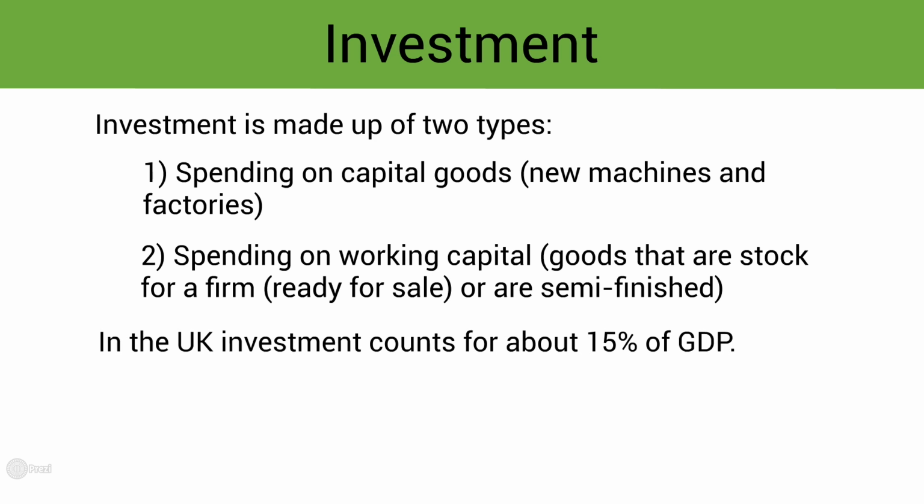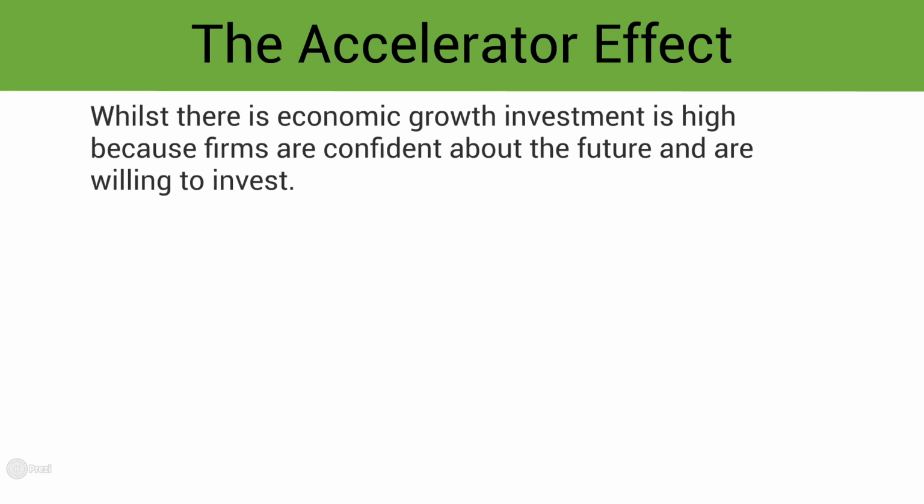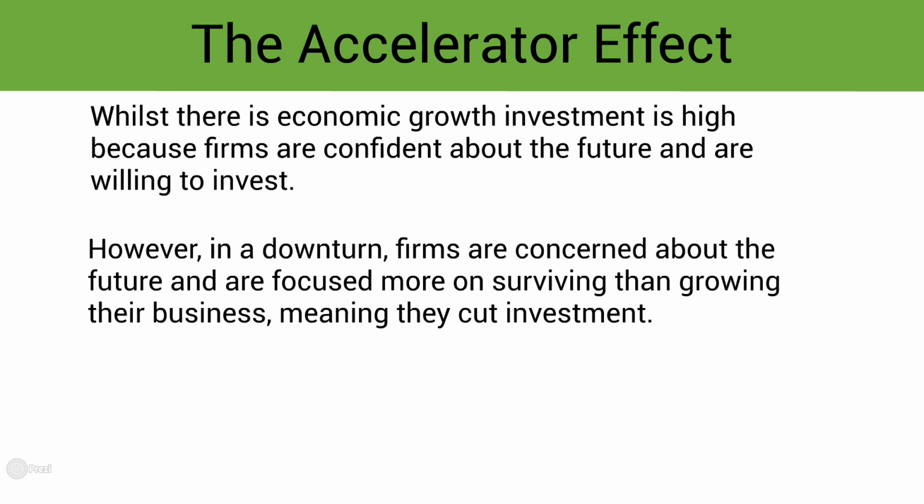In the UK, investment counts for about 15% of GDP. Investment levels are extremely volatile over the business cycle, and they tend to follow economic growth. This is known as the accelerator effect. Whilst there is economic growth, investment is high because firms are confident about the future and are willing to invest. However, in a downturn, firms are concerned about the future and are more focused on surviving rather than growing the business. This means that they cut investment.